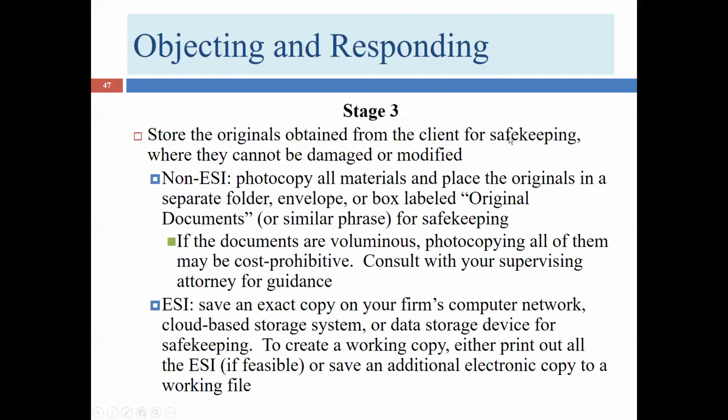Store the originals obtained for safekeeping to make sure that they aren't damaged or modified or destroyed or something like that. If it's not ESI, we're going to photocopy all the materials and keep them in some safe place that we've identified as the originals.